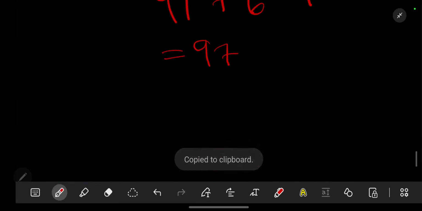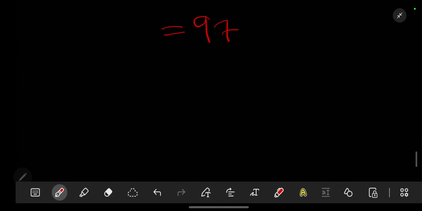It says that we have the summation of, where is it?